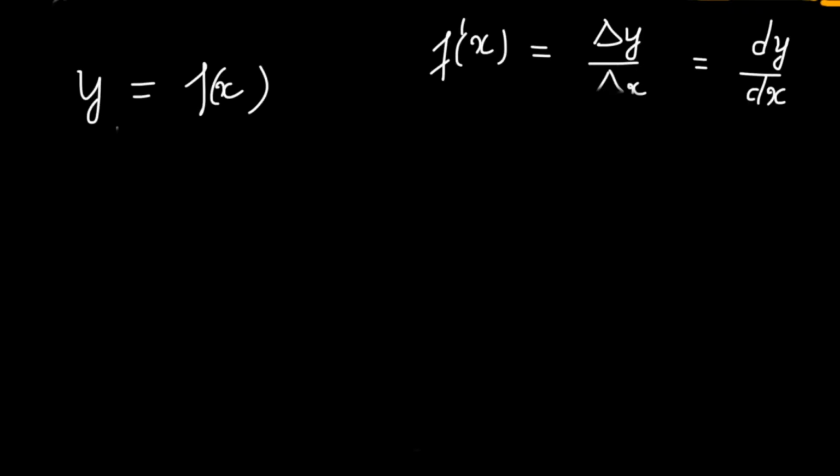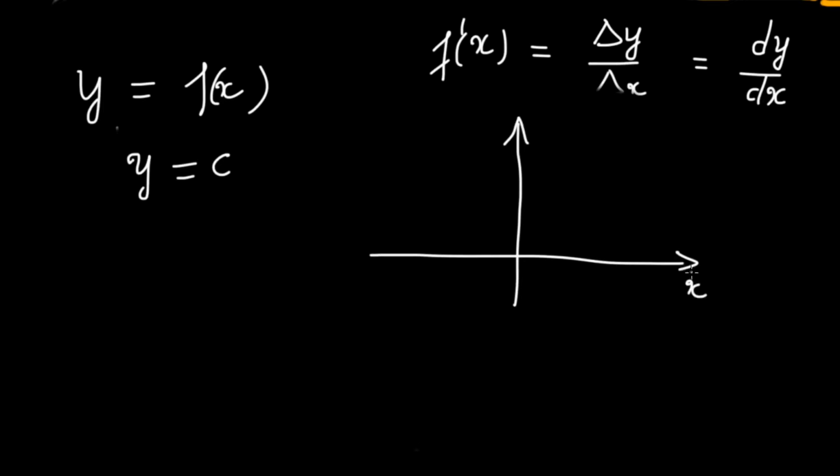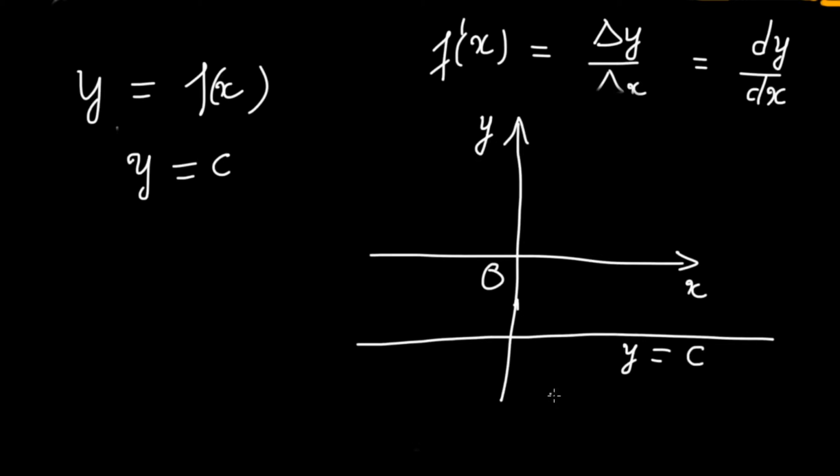Similar to the example before, we want to find the derivative of any constant term, for example, y equals c. So first of all, we can draw the line y equals c in the xy plane. So this is x, this is 0, and this is y. So c could be positive or negative. For example, if I draw like this, y equals c right here, we can see delta y over delta x in this case will be equal.